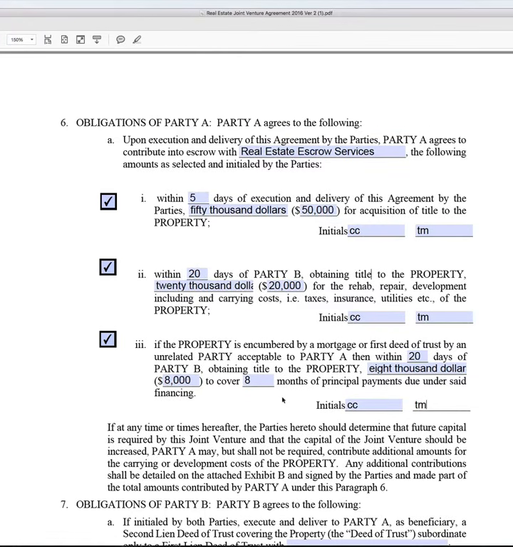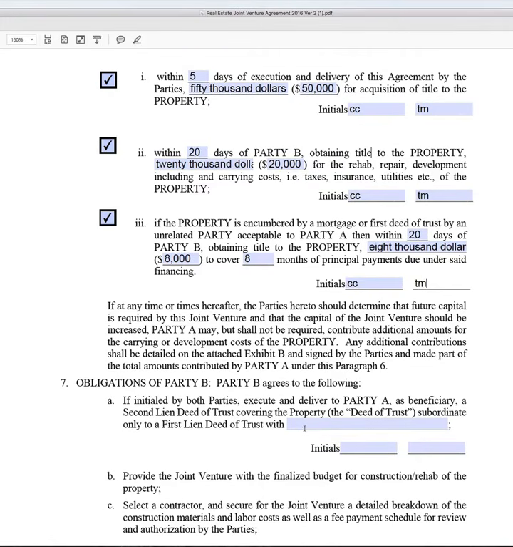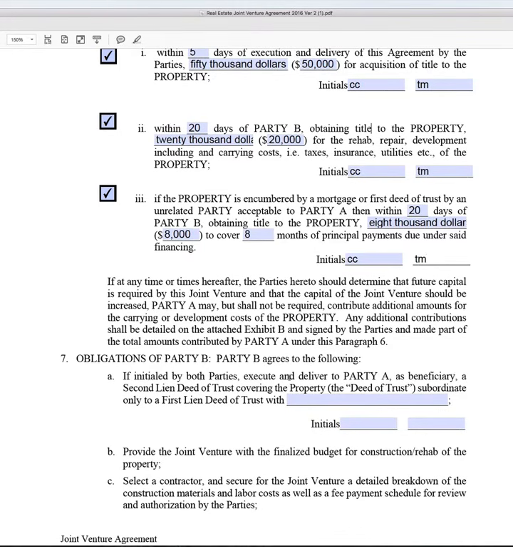So what we did here is we listed out what Party A's obligations are going to be to this joint venture, how much money Party A agrees to contribute. Now we want to talk about what Party B, the investor, is going to do with the property that is purchased. So, number one, if initialed by both parties, execute and deliver to Party A as beneficiary a second lien deed of trust covering the property, subordinate only to a first lien deed of trust. Now, what does this mean? This states that if the investor is providing Party A with a second that's going to be recorded against the property, then you would enter this in right here.